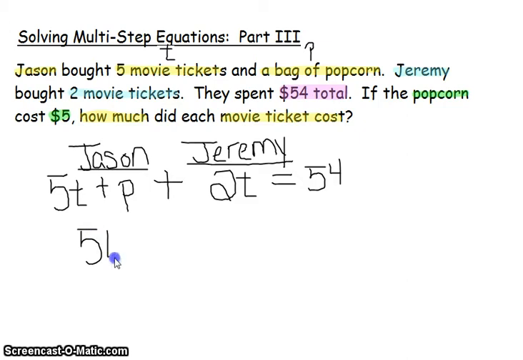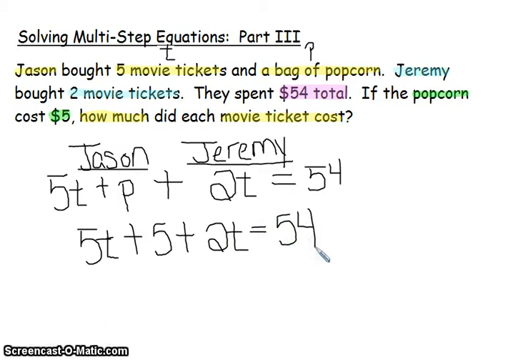We still don't know how much the movie tickets are, but that should make sense to you. Think about what your equation's asking, or your question is asking. How much for movie tickets? So it's very understandable why we still have our variable t for tickets. We haven't solved for that yet. Plus 5 in place of our p for our popcorn, plus Jeremy's 2 tickets is going to give us $54 total. And so now we actually have an equation based on that word problem that we can solve.